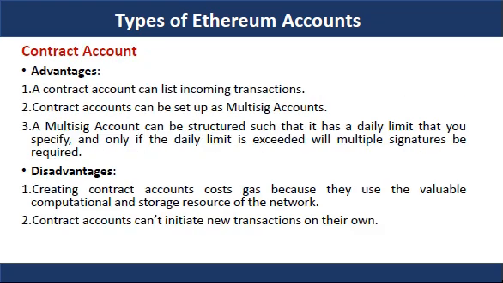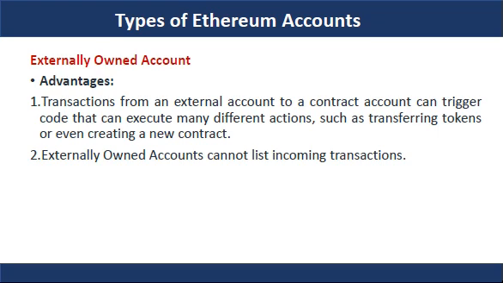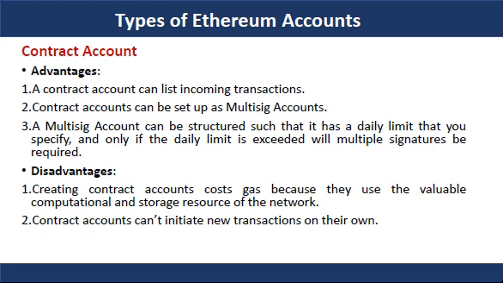So there are a few advantages of this externally owned account, like the transactions from an external account to a contract account can trigger the code that can execute many different actions such as transferring tokens or even creating a new contract. Another point is that an externally owned account cannot list the incoming transactions.